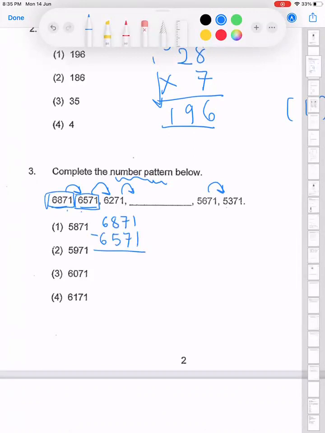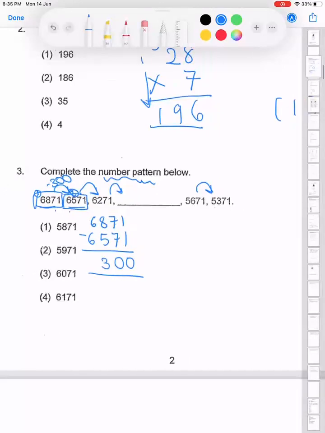Okay? So 1 minus 1 gives you 0, 7 minus 7 gives you 0, 8 minus 5 gives you 3, and 6 minus 6 gives you 0. So therefore the difference between this one and this one is minus 300. Let's see if it's the same for the second one. So bigger number again, minus a smaller number. 1, 0, 0. 5 minus 2 gives you 3. 6 minus 6 gives you 0 as well. So therefore, it will be 300 also.